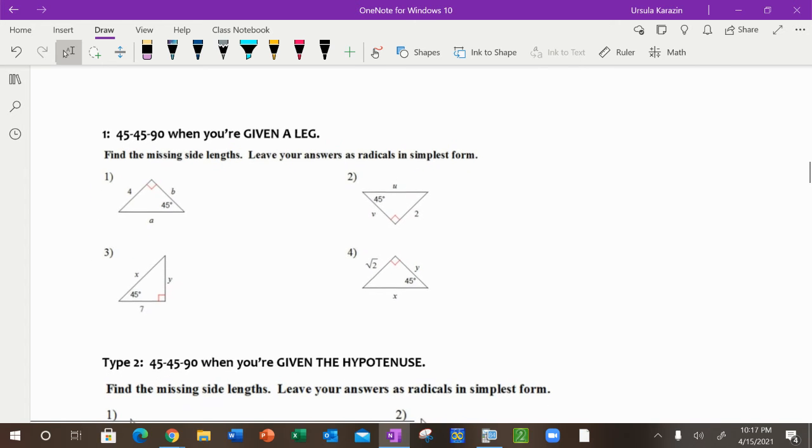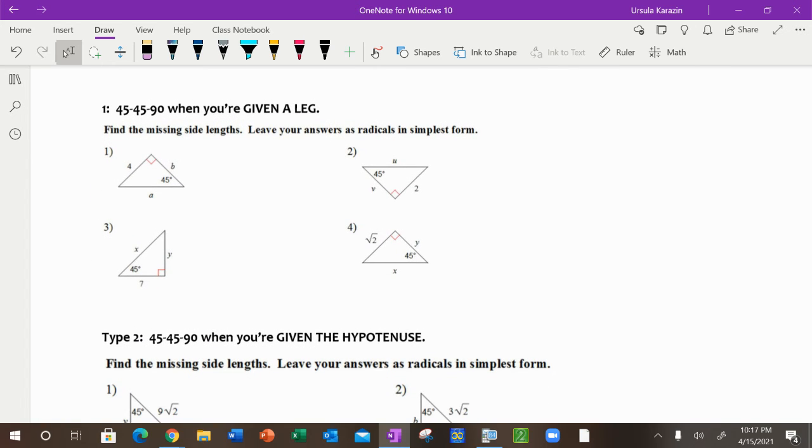All right, so starting with the 45, 45, 90. When you're given a leg, it's pretty straightforward because the other leg will be the same measure. If this one's 4, this one is 4. And then you multiply by the square root of 2 for the hypotenuse. So 4 square root of 2. There isn't really much interesting, so I'm going to pause for a second. You can either stick with me or pause this video, go do them, and come back.